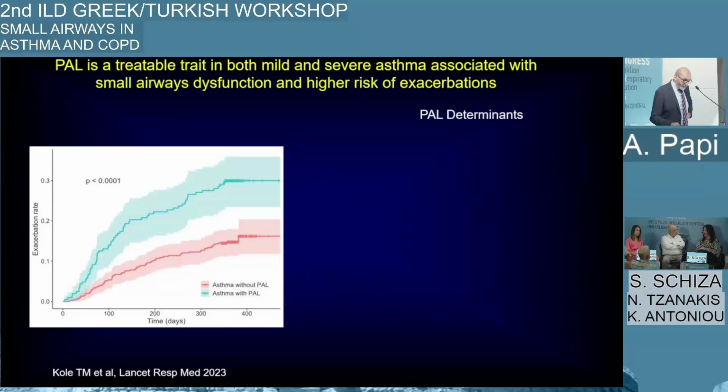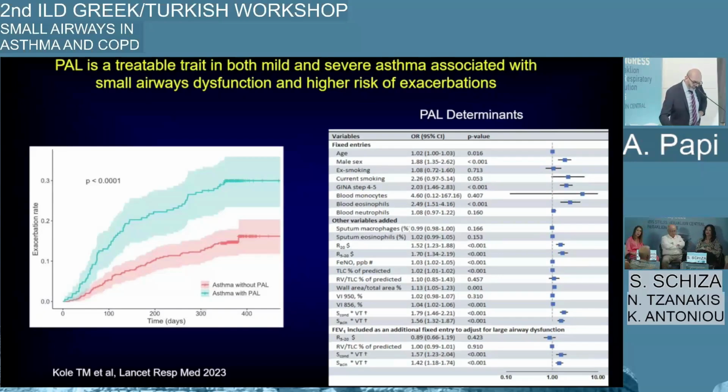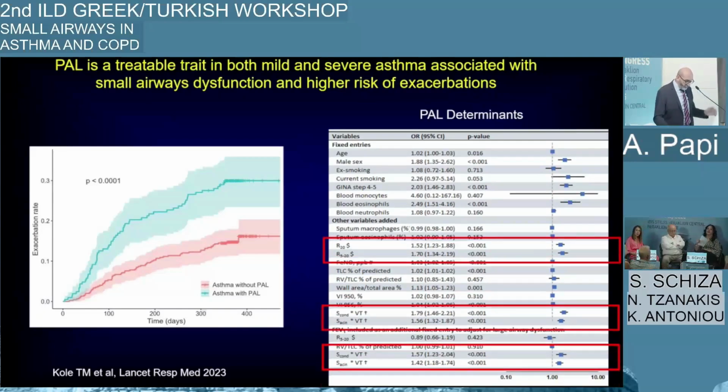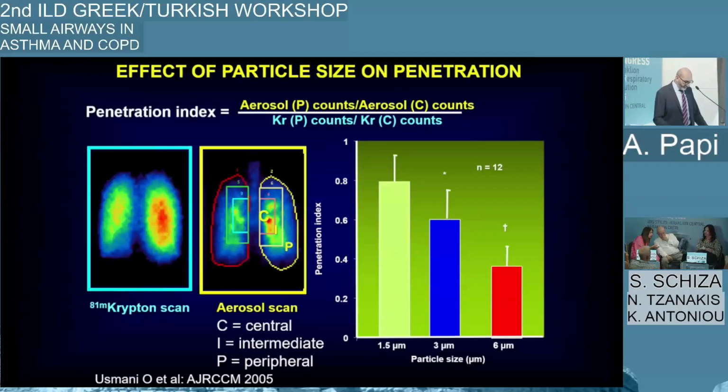Looking at the determinants of fixed airflow limitation, it has been found that several of these determinants are in fact related to small airways, contributing, strangely enough, to the fixed airflow limitation that we usually associate with large airways, but which is in fact mainly associated with small airways and the consequent risk of exacerbations. That's why it's so important to reach and treat that peripheral district.